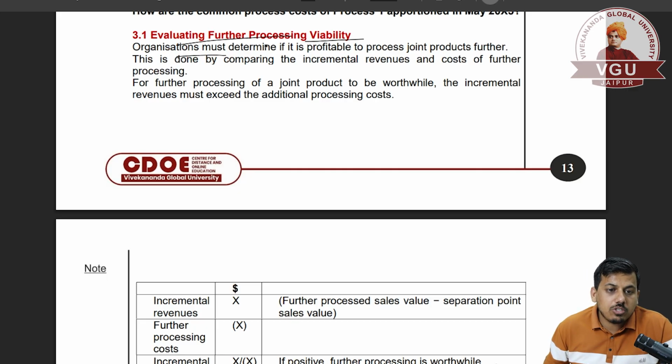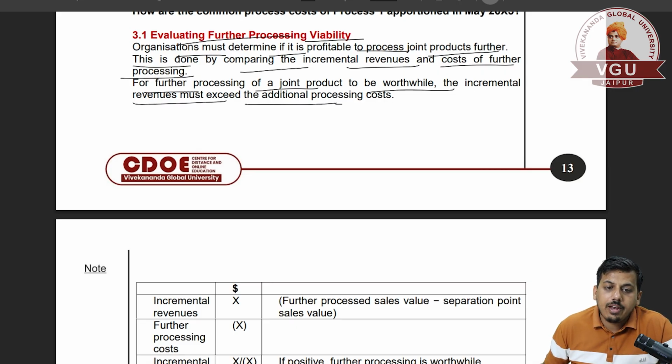Organization must determine if it is profitable to process a joint product further. This is done by comparing the incremental revenues and cost of further processing. For further processing of a joint product to be worthwhile, the incremental revenue must exceed the additional processing cost. So it is like that.